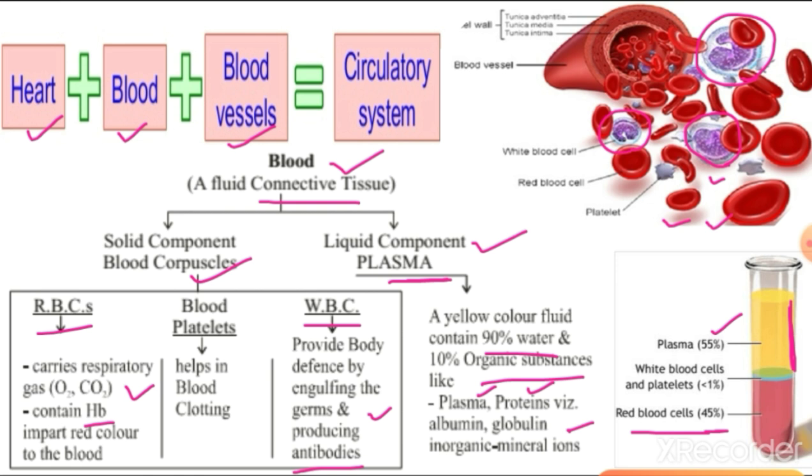bacteria. The third component which is present in our blood is blood platelets. So here you could see some of these materials, these are platelets. So what do these platelets do? These platelets basically coagulate our blood.